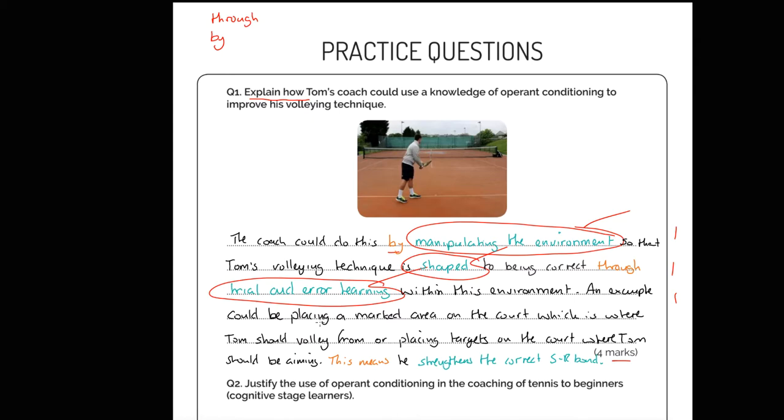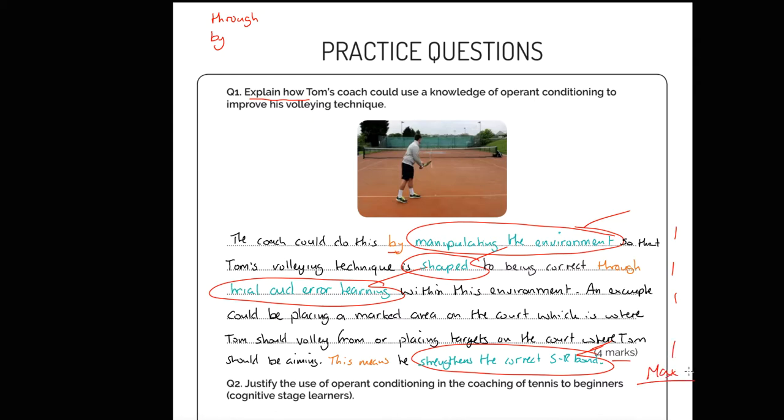Okay, an example, and we want to relate it to Tom's volleying, of course, could be placing a marked area on the court, which is where Tom should volley from. Now, I might get a mark for that. I'm shaping the environment so we've got Tom's volleying position correct. Or placing targets on the court where Tom should be aiming. I'm shaping his behavior. I may well be getting my mark for that. This means he strengthens the correct SR bond. Okay, and let me give it for that one and I'll get my max.